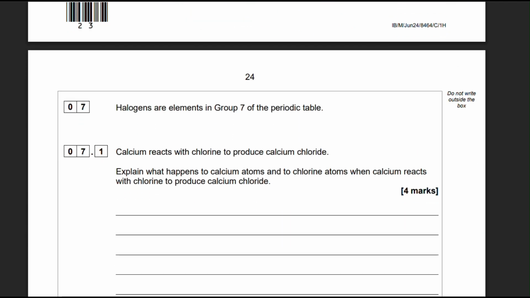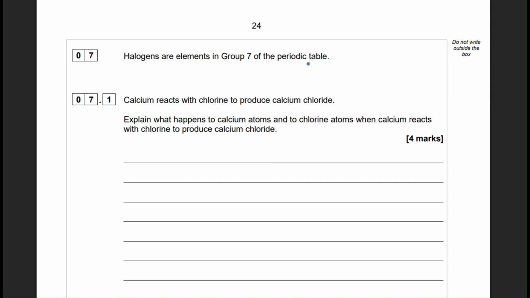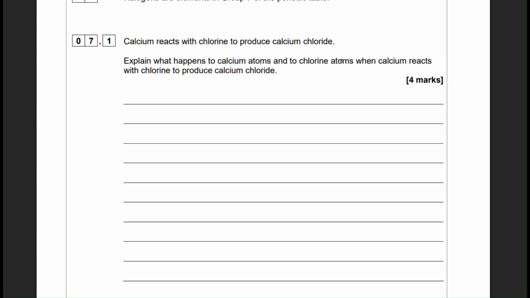Okay, now let's move on to the next question. Halogens are elements in group 7 of the periodic table. Calcium reacts with chlorine to produce calcium chloride.